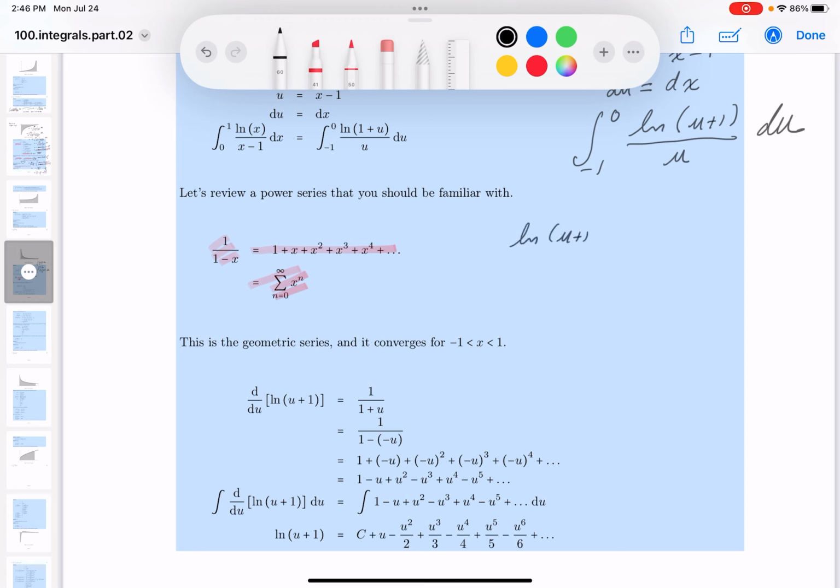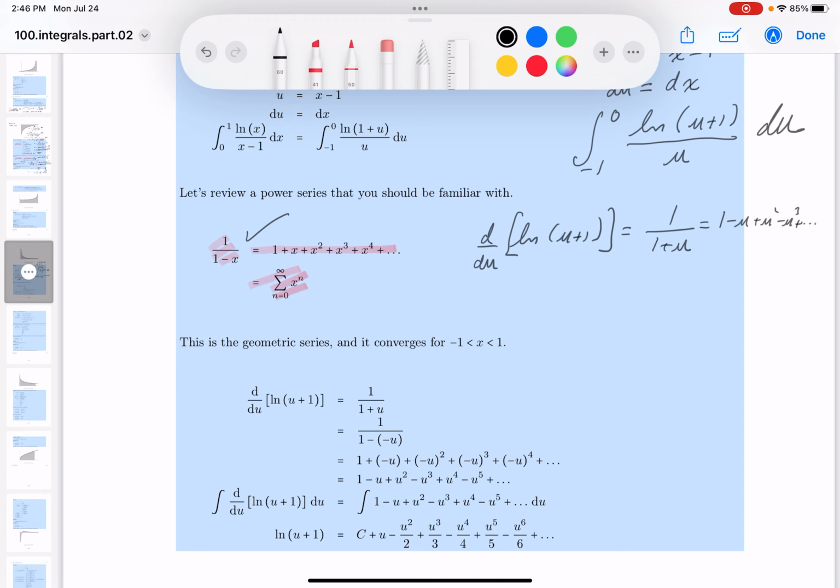u plus 1, and I differentiate it, d du. And what would that give me? It would give me 1 over, I'm going to write a little differently though. I'm not going to write u plus 1, I'll write down 1 plus u. So I immediately recognize that it looks just like this guy over here, with one exception. It's not minus, it's plus. It's easy to write down. It'll be 1 minus u plus u squared minus u cubed. I think you get the idea.